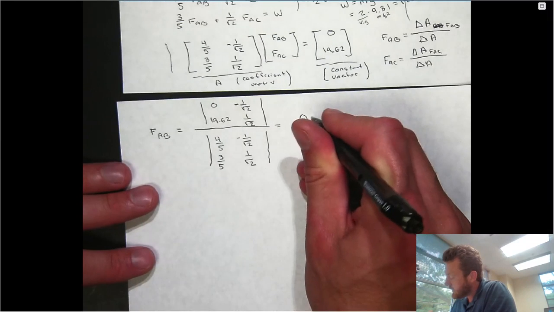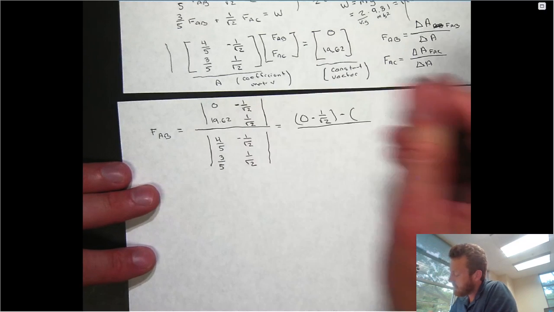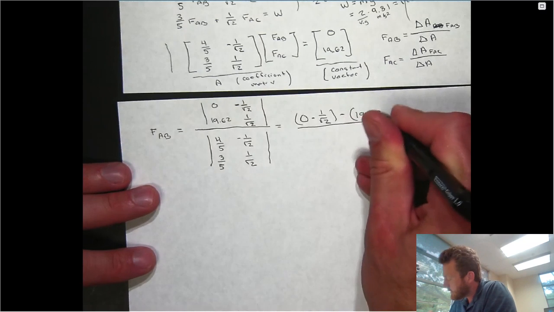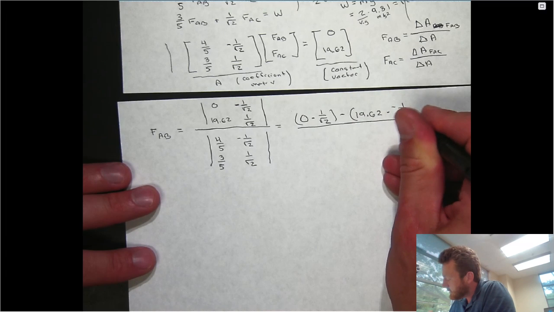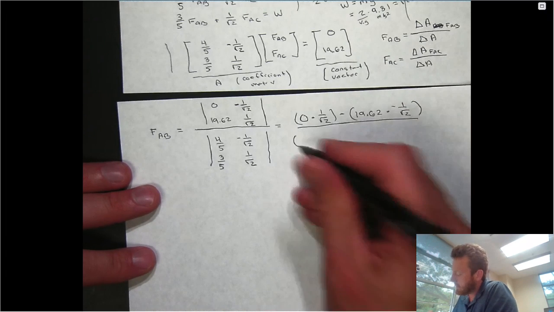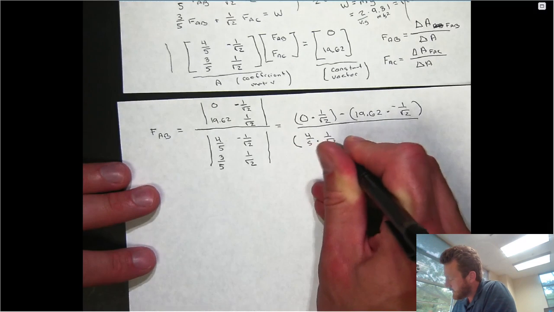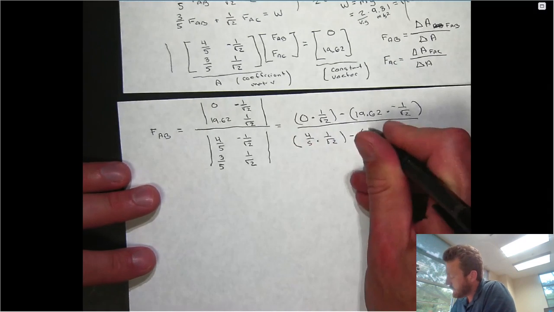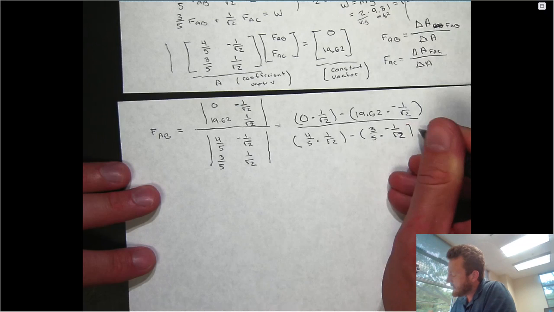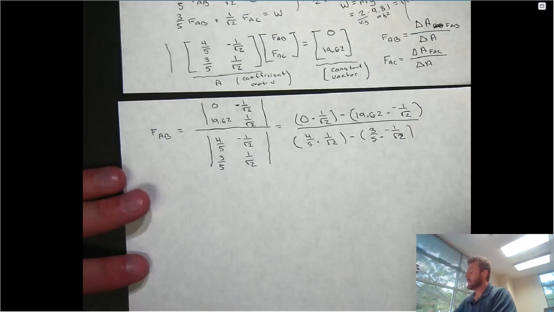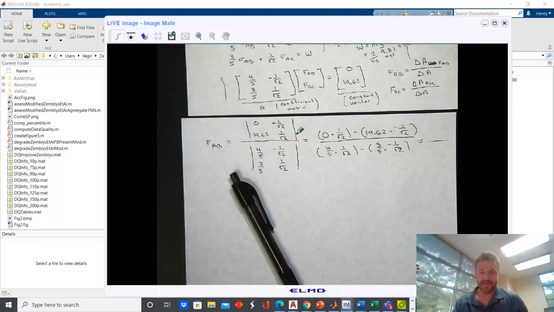So here in the numerator, it'll be 0 times 1 over the square root of 2 minus the product of the upward diagonal, which is going to be 19.62 times negative 1 over root 2. And in the denominator here, it will just be 4/5 times 1 over root 2 minus 3/5 times minus 1 over root 2. So you can compute what that is in a calculator and solve for it, but I assume that many of you are just going to put this into your calculator anyway.